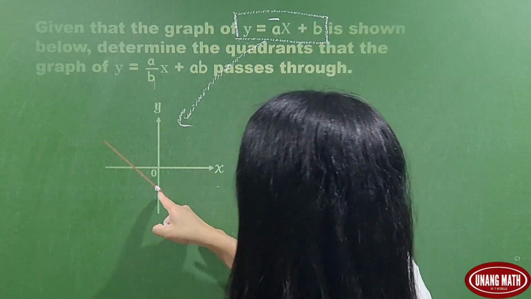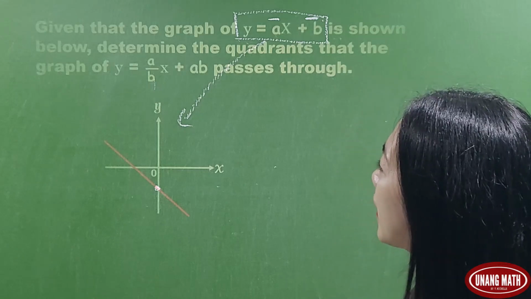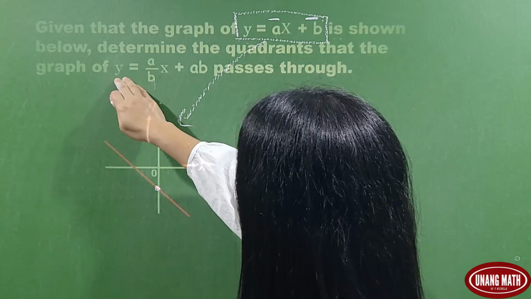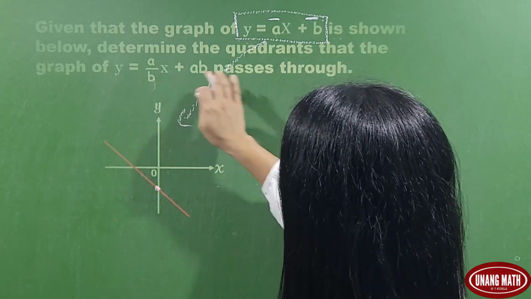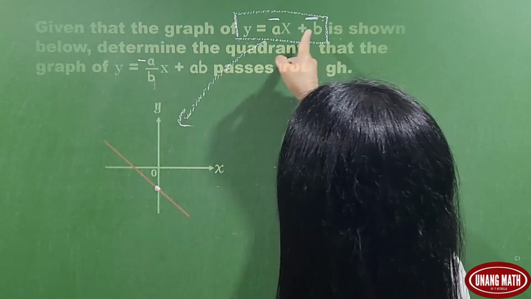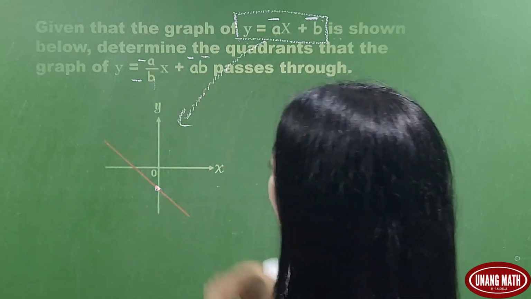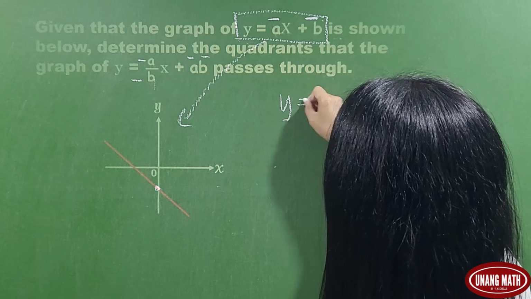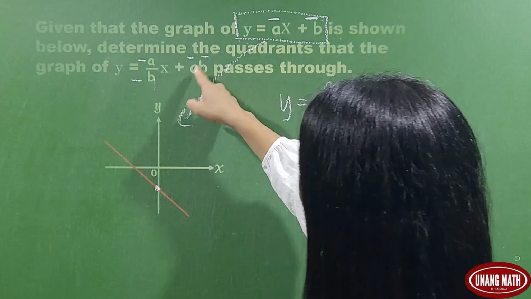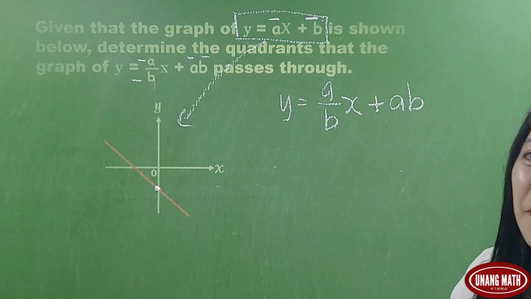So it means the y-intercept is negative. Okay, now we are going to determine the quadrants that the graph of y is equal to a over b x plus ab passes through. So a is negative. b is also negative. So negative, negative. Negative divided by negative is positive. So y is equal to a over b x, plus negative times negative, which is also positive. So it means ab is positive.